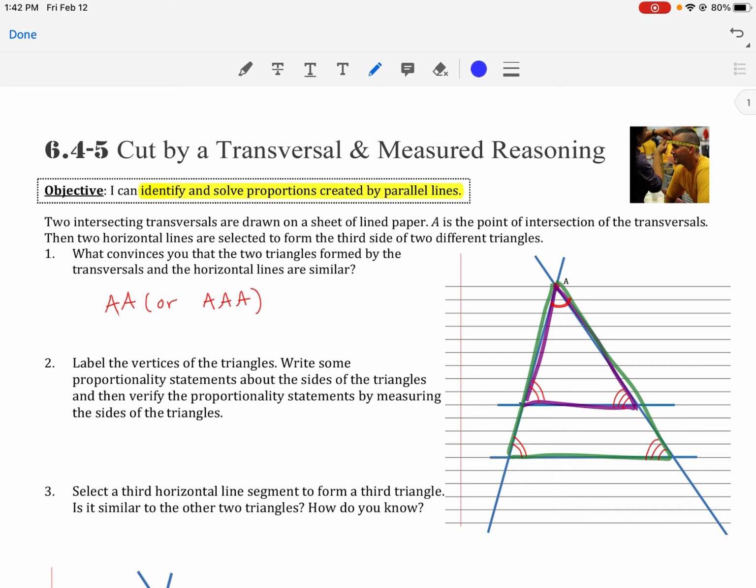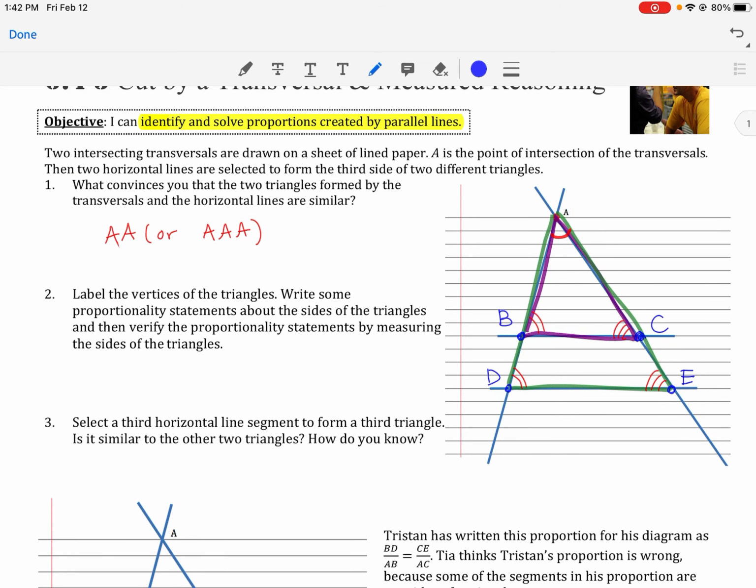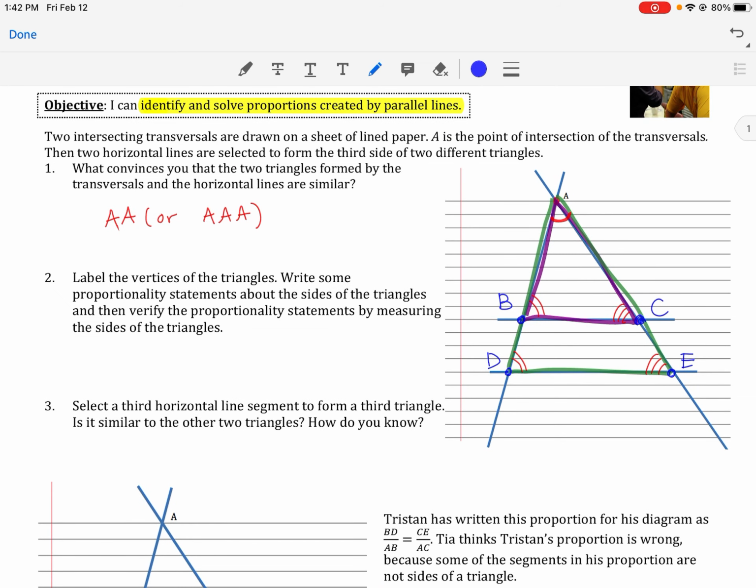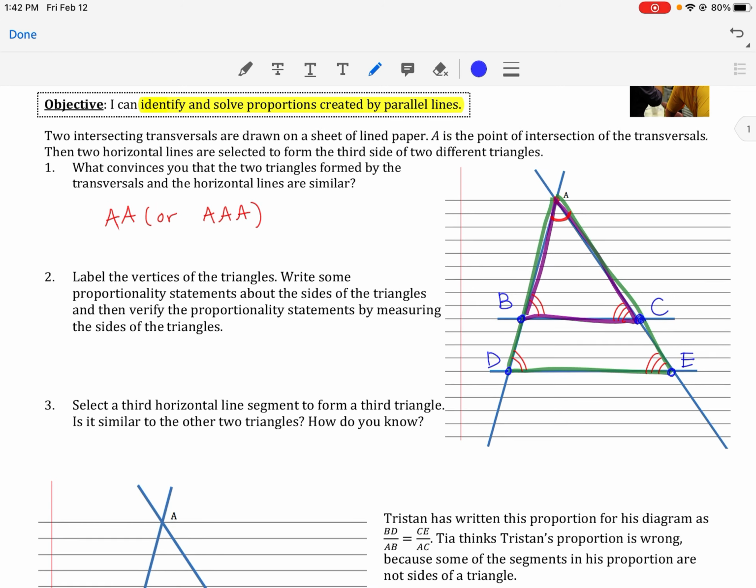Okay, now it tells us to label the vertices. The order doesn't necessarily matter, but we can call this B, this C, this D, and this E. And it wants you to write a series of proportions. There are lots you could do. It helped us in class to write the triangles so that one triangle is ABC and the other triangle is ADE. Once we saw it like that, we were able to write some proportions.